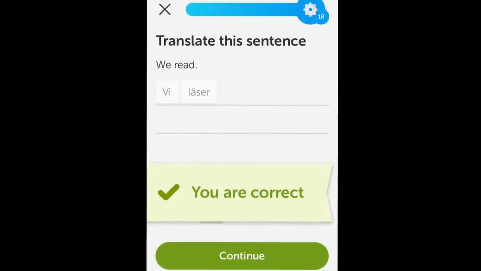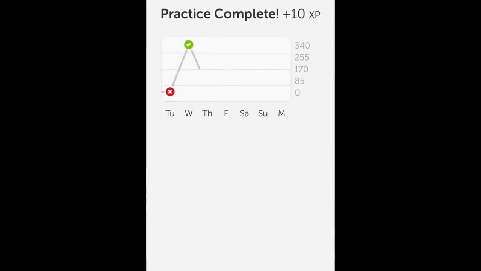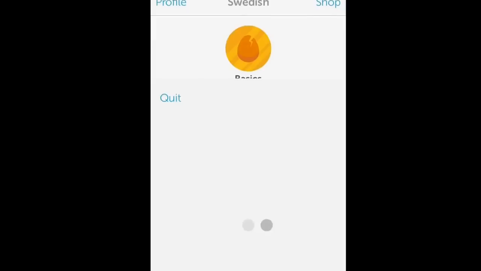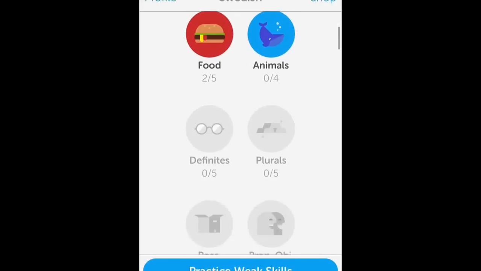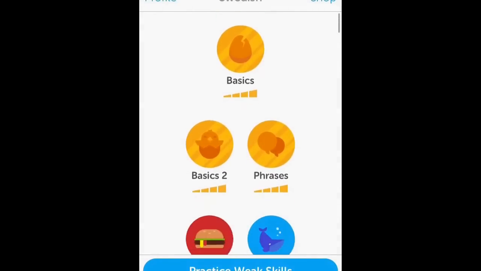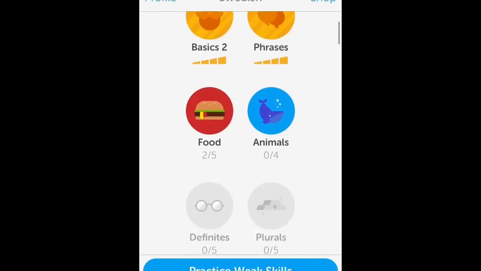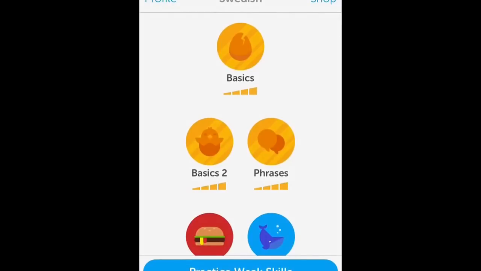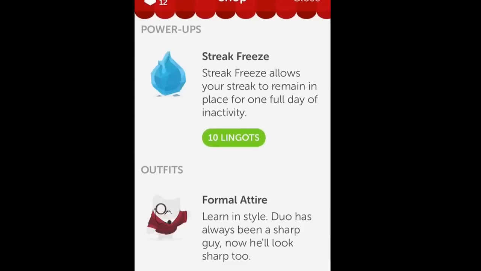So there it is. So that was just practicing the weak skills, the things that I missed in the past. So that's all there is to it, to Duolingo. Like I said, I'm still new at this. I'm just reviewing what I've gone through so far. Look at the shop.